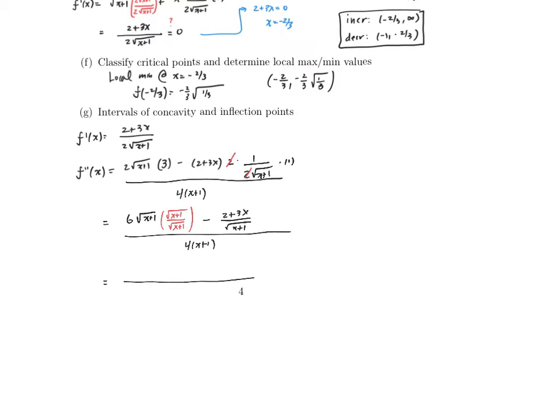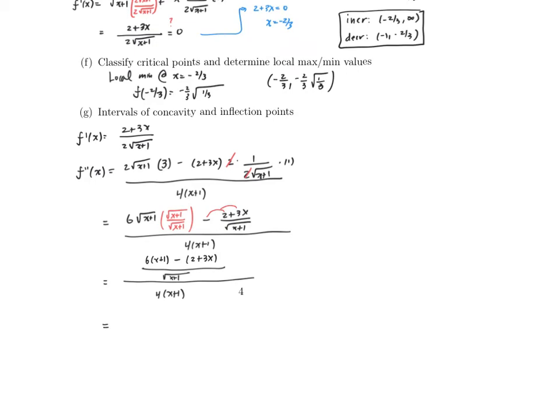So now we'll have a single fraction in the top with common denominator square root x plus 1. And the top of that fraction is going to be what? 6 times x plus 1 minus 2 minus 3x. Be very careful with minus signs and distributing through. So I'm going to write that out just to make sure I don't make a mistake. So 6 times x plus 1 minus the quantity 2 plus 3x.